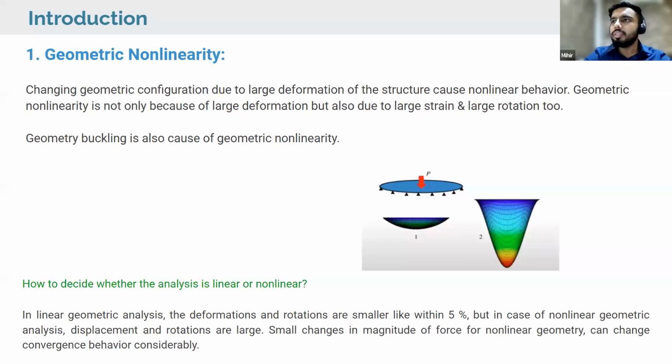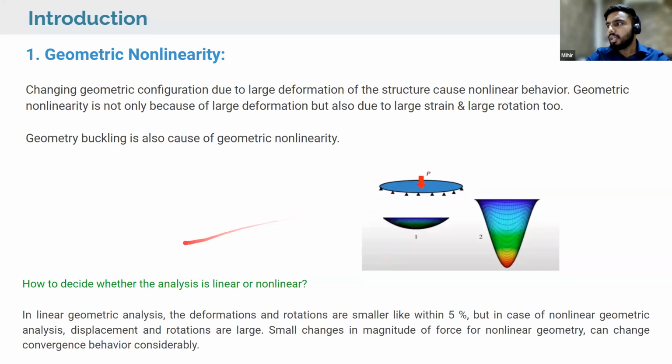Discussing further on these topics, the very first is geometric nonlinearity. Changing geometric configuration due to large deformation of the structure causes nonlinear behavior. Geometric nonlinearity is not only because of large deformation, but also due to large strain and large rotation. As I mentioned, buckling is an example of geometric nonlinearity.